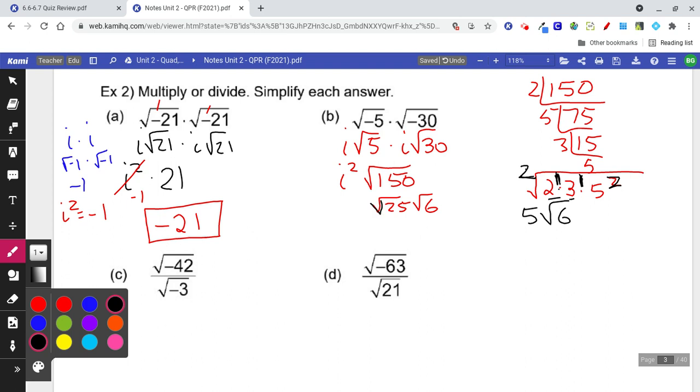It was much, much easier to recognize that 150 breaks down into 25 times 6, because the square root of 25 is 5, and you'd get 5 square root of 6, just the same. Since i squared is -1, we know there's going to be a negative in the front. We get -5 times the square root of 6.